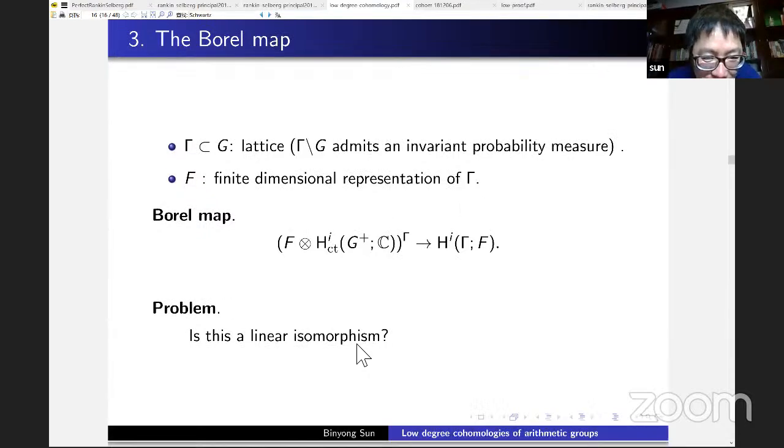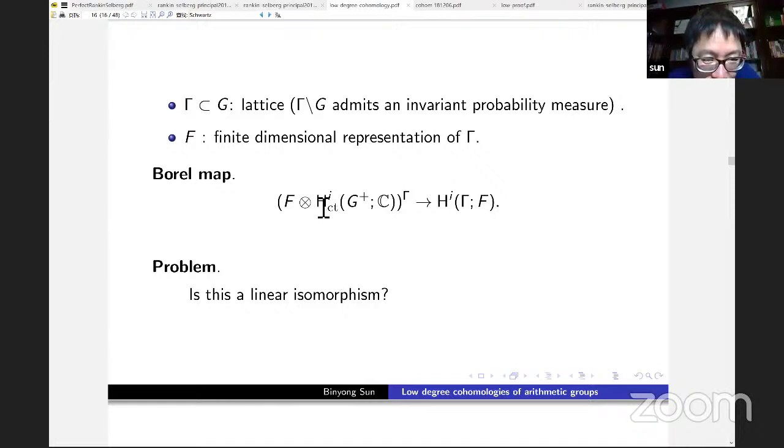Then we have a map from this continuous cohomology tensor F. This tensor product has a natural action of gamma. Gamma acts on F, of course, since F is a representation of gamma, and gamma also acts on this cohomology. Here G plus means the identity connected component of G, a connected Lie group. Then gamma acts on this cohomology space, and also on this tensor product.